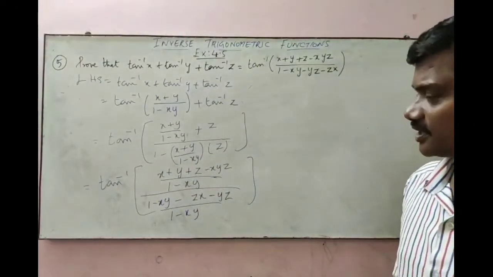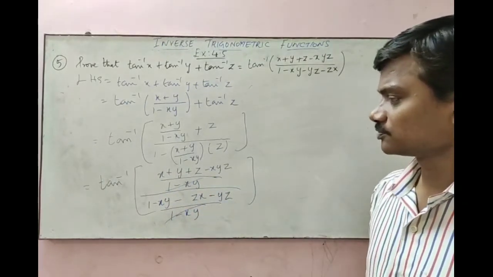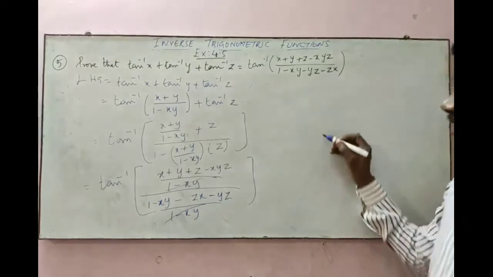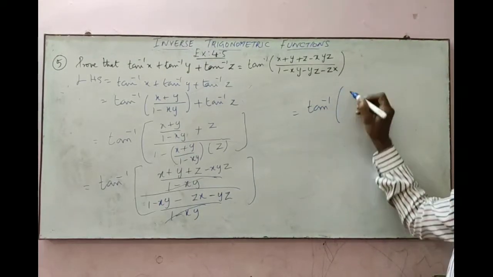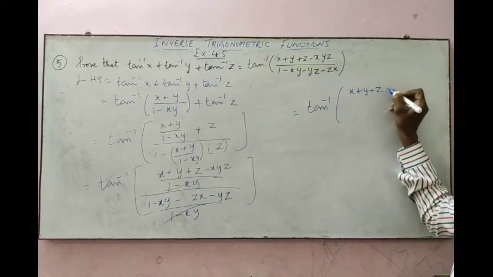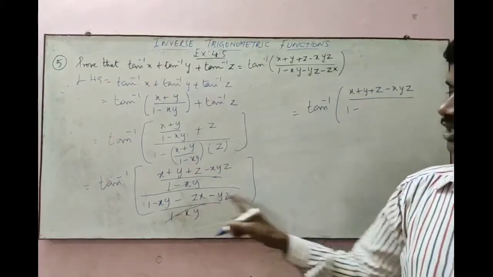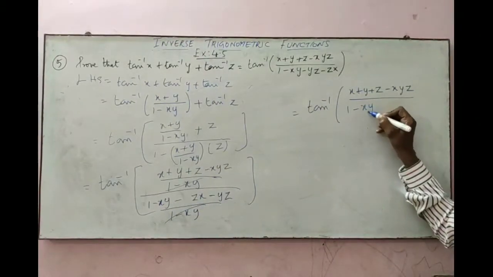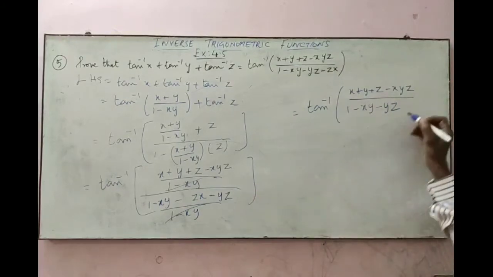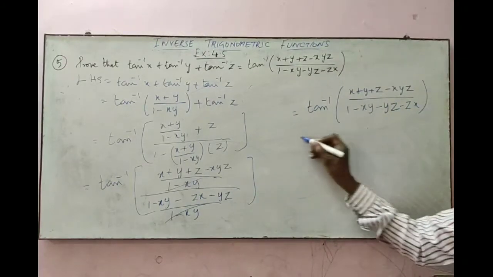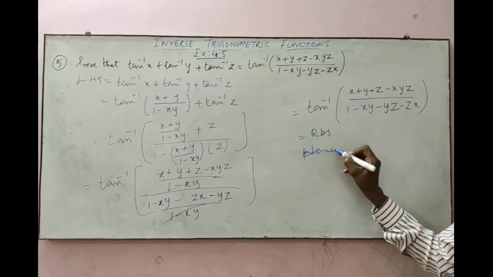Now look at the denominator. Both the denominators have the same term, so you can cancel this. You will get the right hand side, that is tan inverse of x plus y plus z minus xyz whole divided by 1 minus, arrange the terms as in the answer, minus xy minus yz minus zx. Now you get the right hand side. So hence proved.